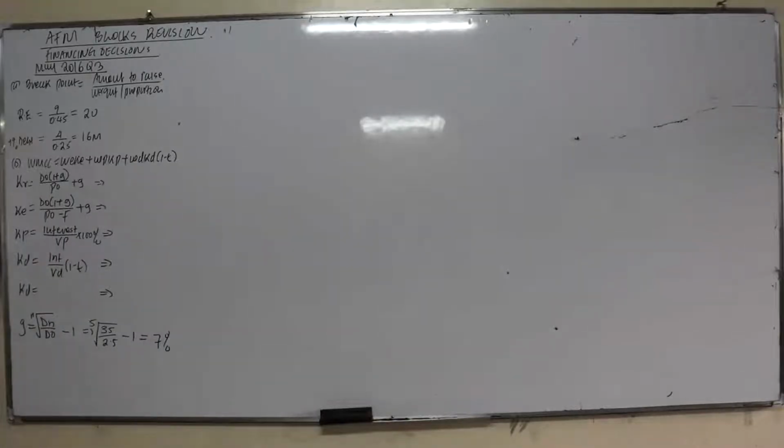Have you gotten that? Are you sure? Can you do this? 3.5 divided by 2.5 equals. Do you know how to get the fifth root? There is no shift. Press 5, Shift, raise to power, Answer. Then you minus 1. You get 7%. So now let's get the cost of retained earnings.